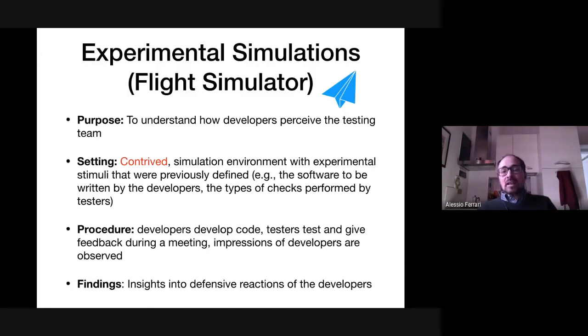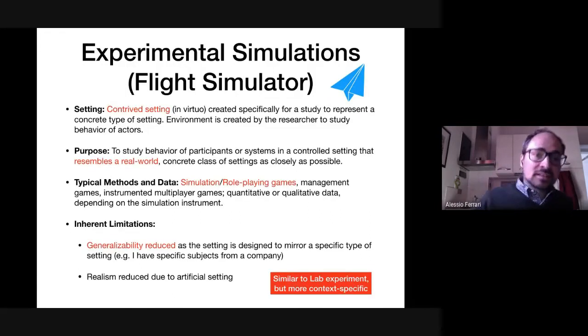It's like the flight simulator in the sense that I'm recreating the reality as much as possible, but at the same time, it's not the reality, like in the natural reserve, okay? The setting is contrived, it is virtual, it's not the natural, it's not the realistic one, okay? The goal is to have a controlled setting that resembles the real world, so a concrete class of settings as closely as possible. And the methods are role-playing games, as I was saying, or simulation and management games.